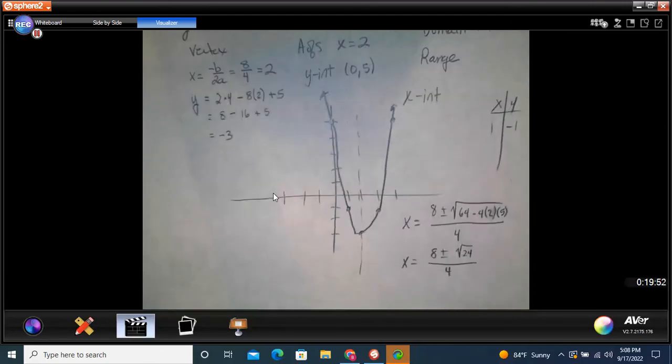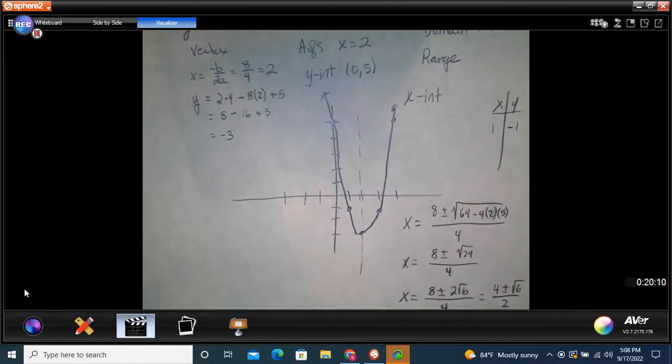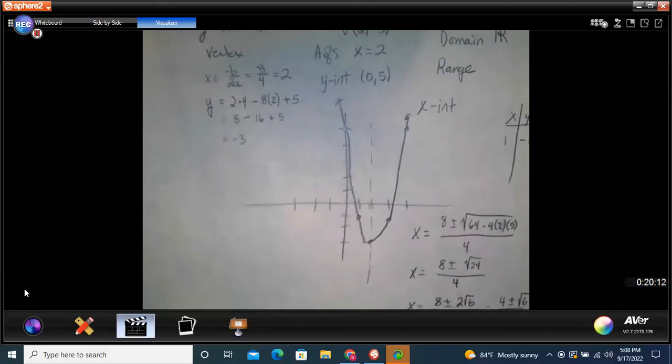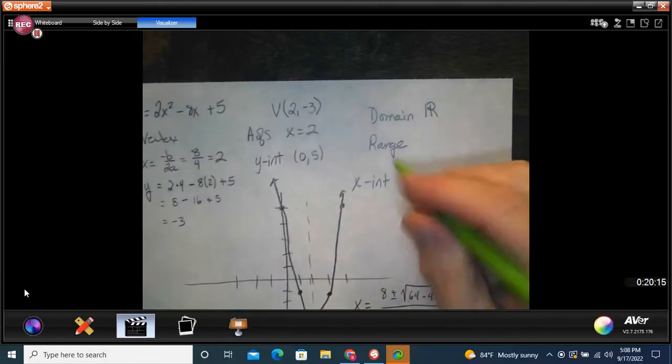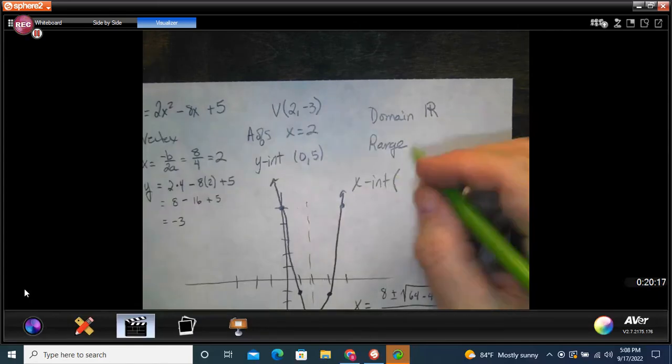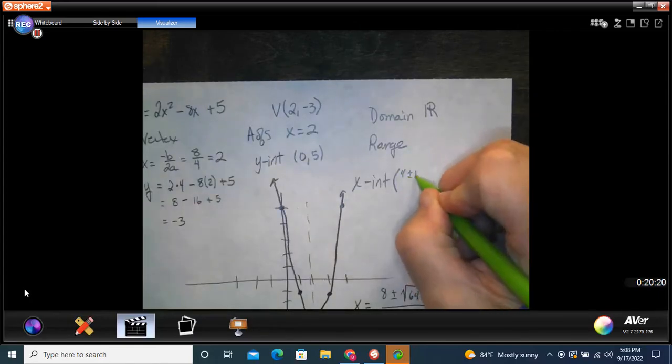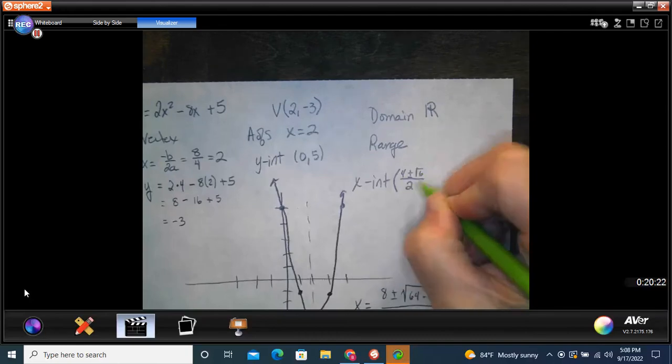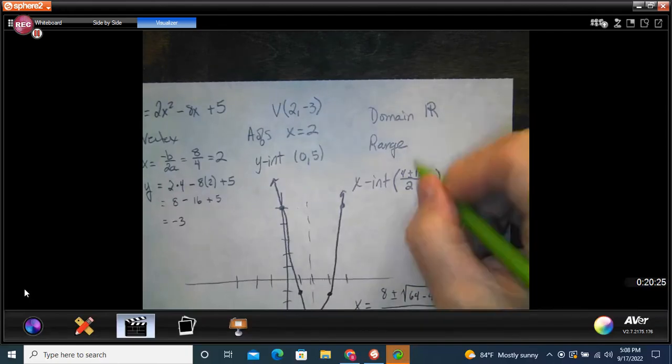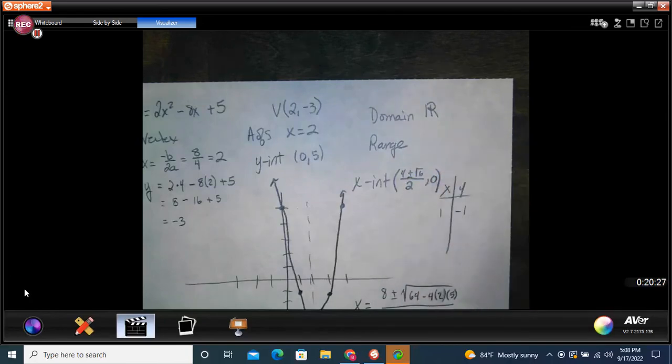And the square root of 24 does simplify. It's 2 square root 6. Now I can reduce everything there by 2 and get 4 plus or minus the square root of 6 all over 2. So for my x-intercepts, I'm going to say they are 4 plus or minus the square root of 6 all over 2, comma 0. Those are the x-intercepts for this graph.